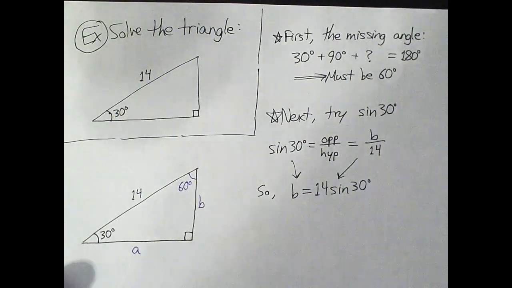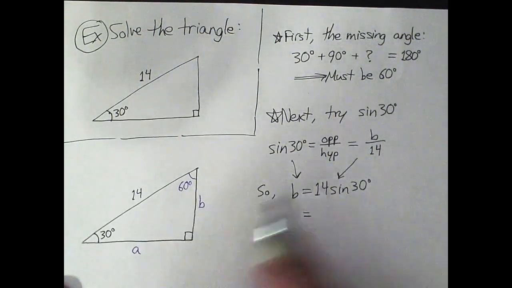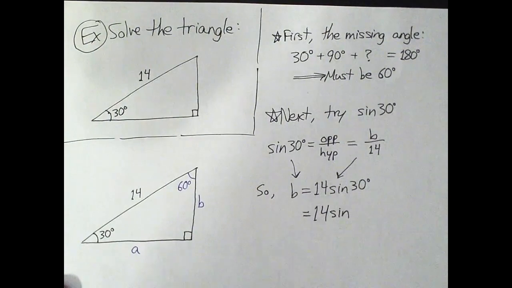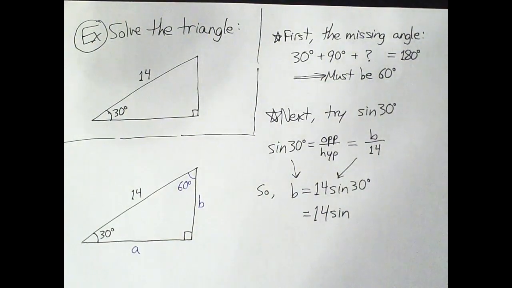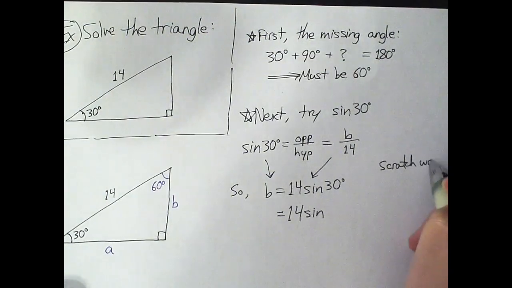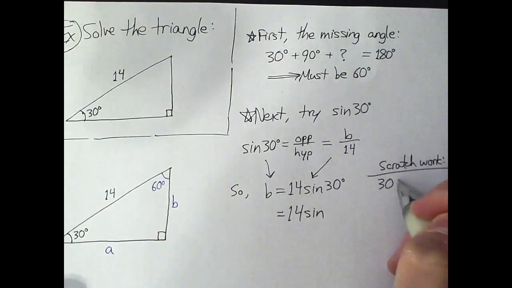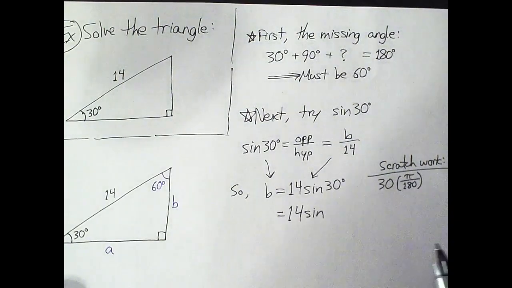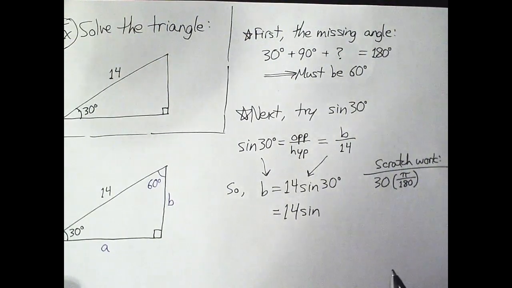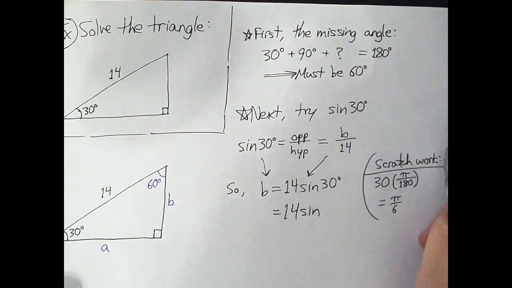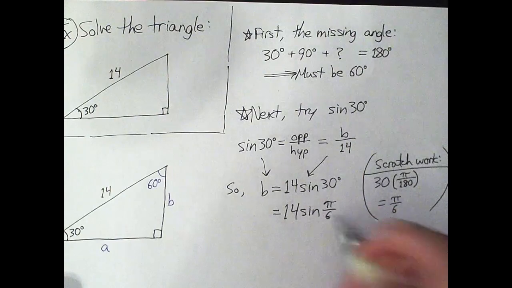Do we know what sine of 30 degrees is? I'm trying to find B right now. So if I could find what sine of 30 degrees is, then we would find B. How about we convert it to radians? Scratch work. 30 degrees. I want to get this into radians because maybe we say at this point in the course, we're more familiar with trig functions of radian values. So this is pi over 6.